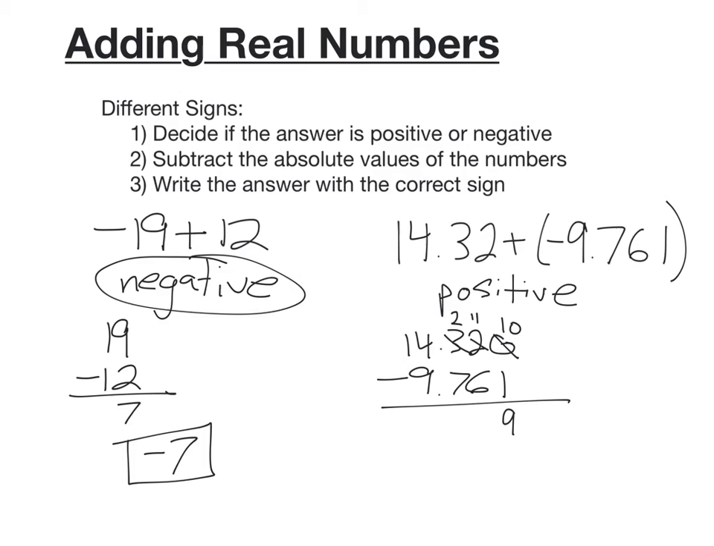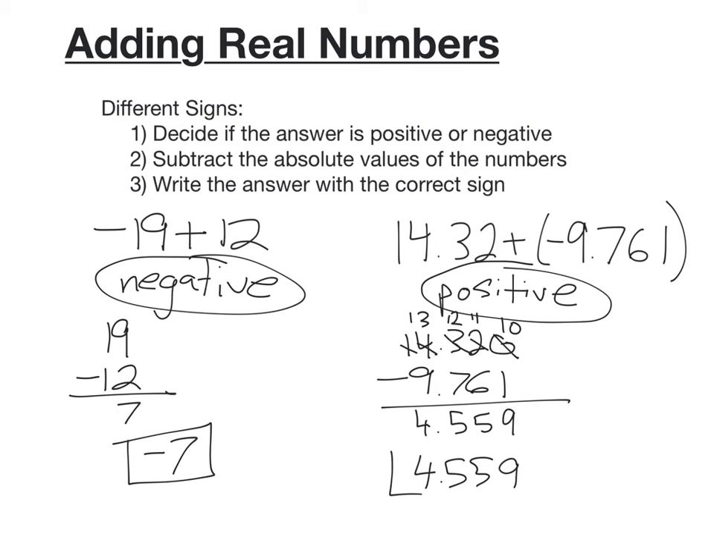That becomes an 11. 11 minus 6 is 5. I got to borrow again. So 12 minus 7 is also 5. There's our decimal. And, man, more borrowing. 13 minus 9 gives us 4. So 4.559. Make sure I got the right sign. It's a positive answer. 4.559. Positive is our answer.